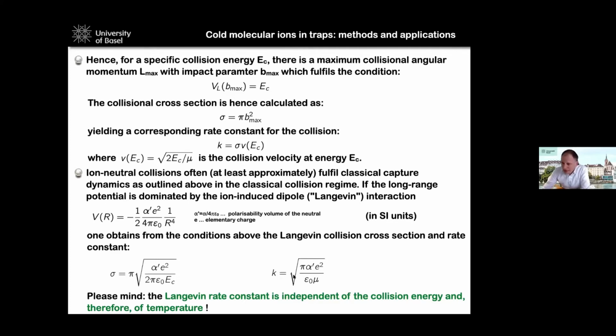We see that it is actually quite simple, right? It's the square root of pi times alpha prime. Alpha prime is the polarizability volume of the neutral, so it's the polarizability divided by 4 pi epsilon naught. e squared is the elementary charge squared, epsilon naught is the electric field constant, and mu is the reduced mass of the collision, right? So we only have two system-specific parameters that play a role here, the reduced mass and the polarizability of the neutral.